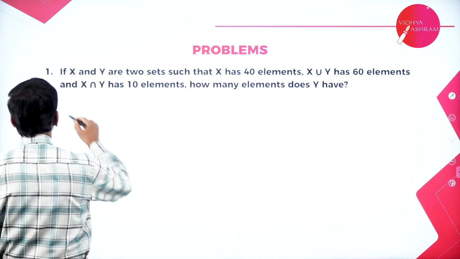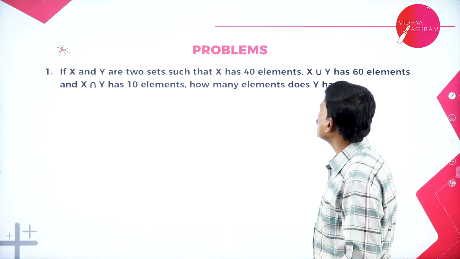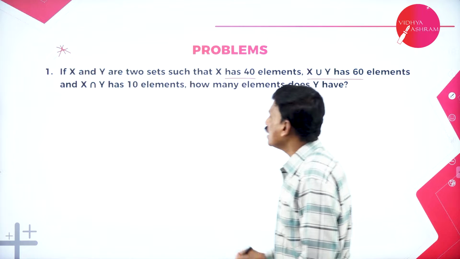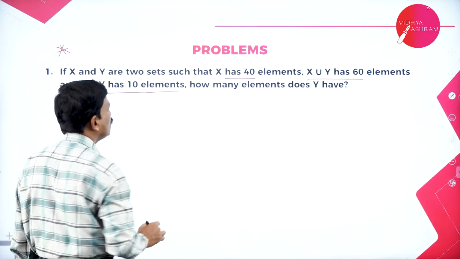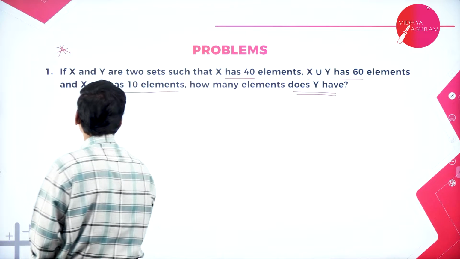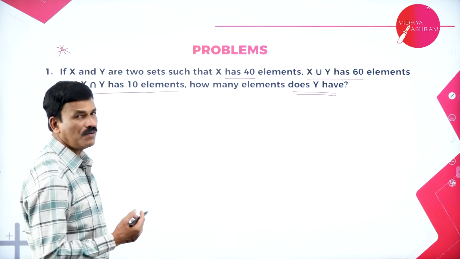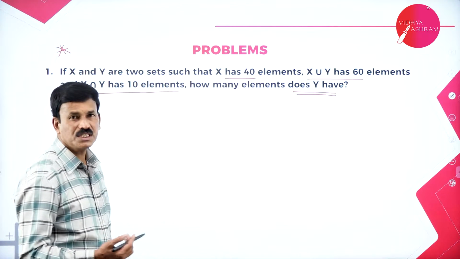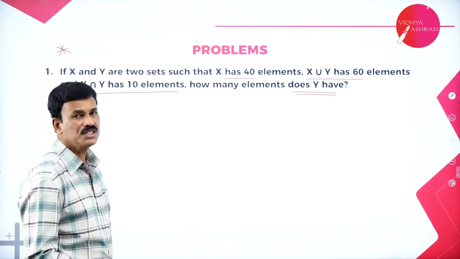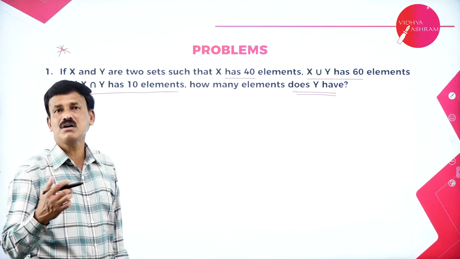Now, come to the first problem. These are all very important types of problems. Suppose X and Y are two sets such that X has 40 elements, X union Y has 60 elements and X intersection Y has 10 elements. How many elements does Y have? This is the important problem. Now, what is the problem given? X and Y are two sets such that the number of elements in X, in X union Y, and in X intersection Y are given. What is required is the number of elements in Y.